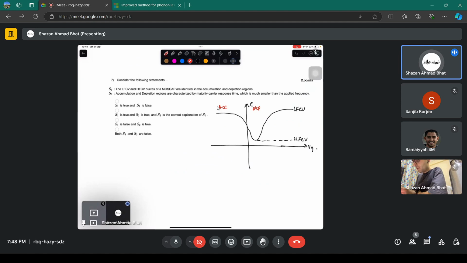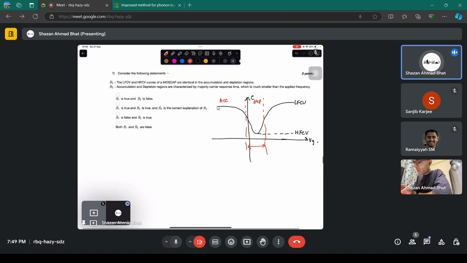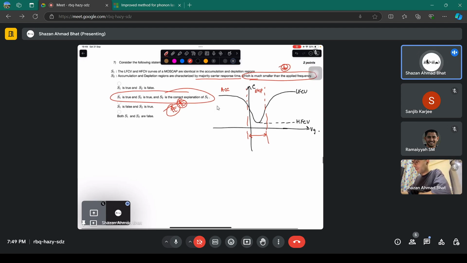In accumulation and depletion, there is no significant difference whether you apply the high frequency or low frequency. Why? Again, because of the majority carriers. Majority carriers respond with dielectric relaxation time, which is very small, and it doesn't matter if you apply high frequency or low frequency. They are going to respond very fast. So the second one is accumulation and depletion are characterized by majority charges, whose response time is much smaller than the applied frequency. That is absolutely correct. So that means S1 is true, S2 is true, and S2 is the correct explanation of S1. That's what we had discussed in detail in the earlier part of this session.